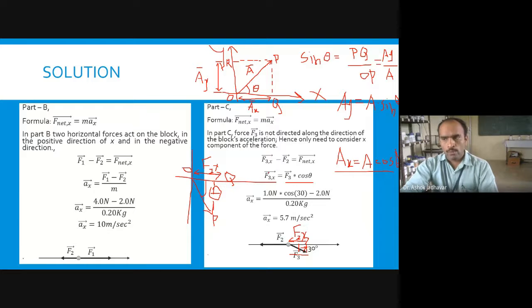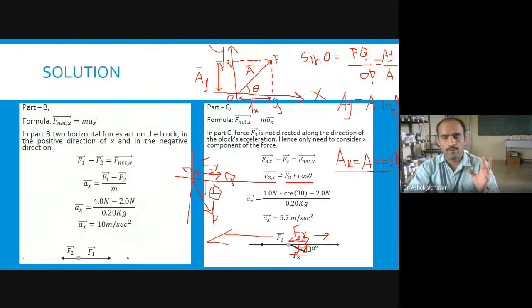Now, I have to determine what's the net force acting along the x-axis. So what will be the net force? F2 is along the minus x-axis and F3x is along the plus x-axis. So F3x will have a positive value, then F2 will have a negative value. So F3x minus F2 equals F net of x.